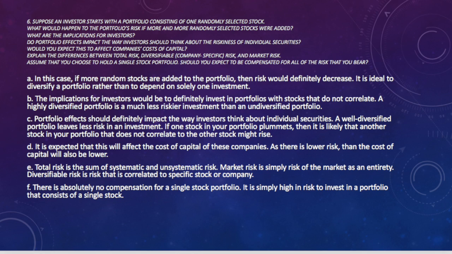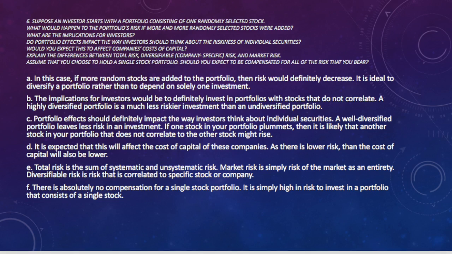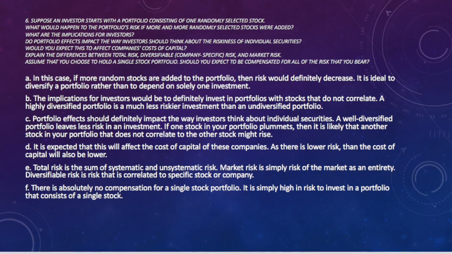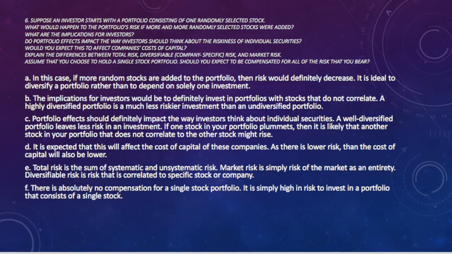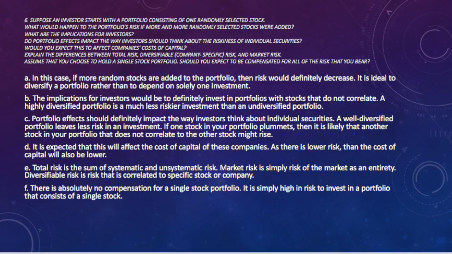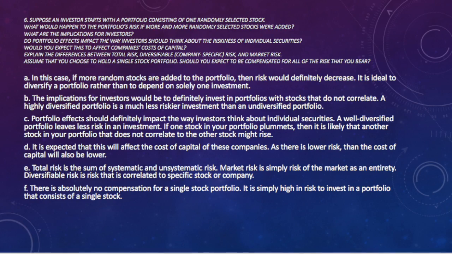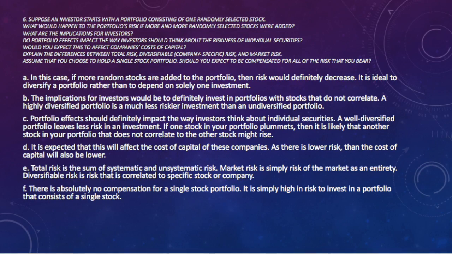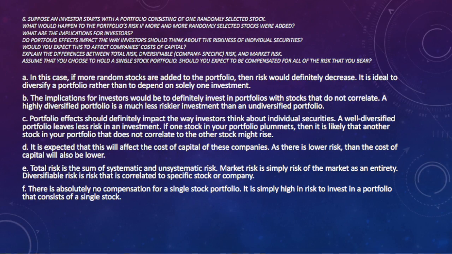For question 6, suppose an investor starts with a portfolio consisting of only one randomly selected stock. What would happen to the portfolio's risk if more and more selected stocks were added? What are the implications for investors? Do portfolio effects impact the way investors should think about the riskiness of individual securities? And would you expect this to affect companies' cost of capital? Explain the differences between total risk, diversifiable risk, and market risk.